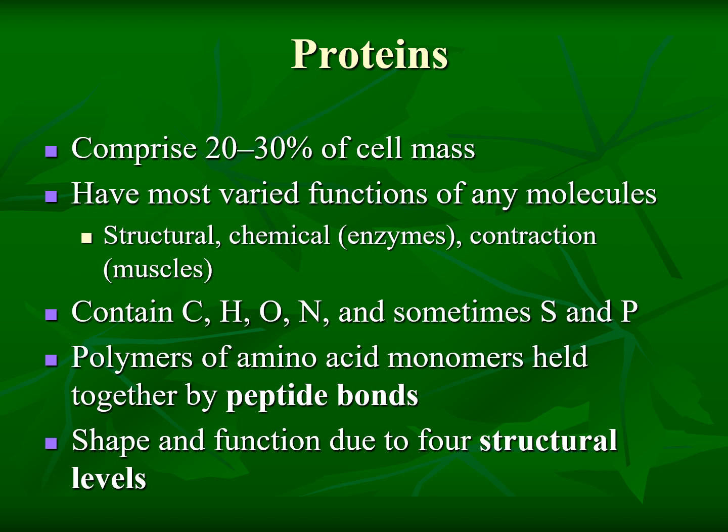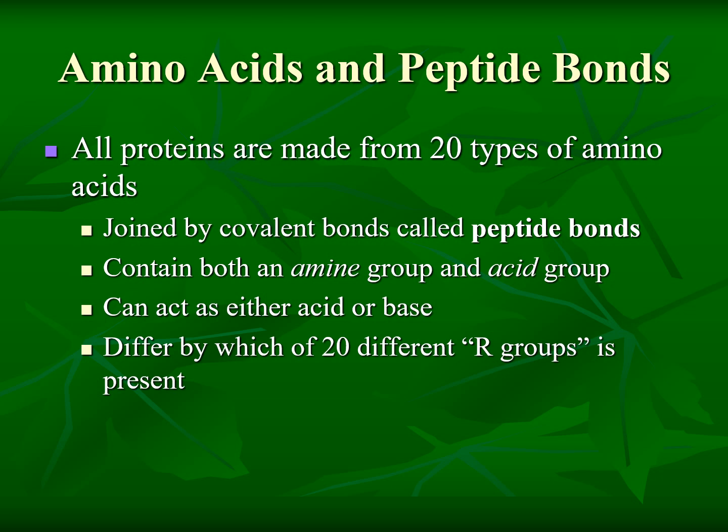They have as their monomer amino acids. So these amino acids are the building blocks to make the larger peptide. Typically, if you have about 100 amino acids connected together, we call it a peptide. Once it's over about 1,000, then we refer to it as a protein. The shape and the function is going to be determined by different structural levels that we will get into.